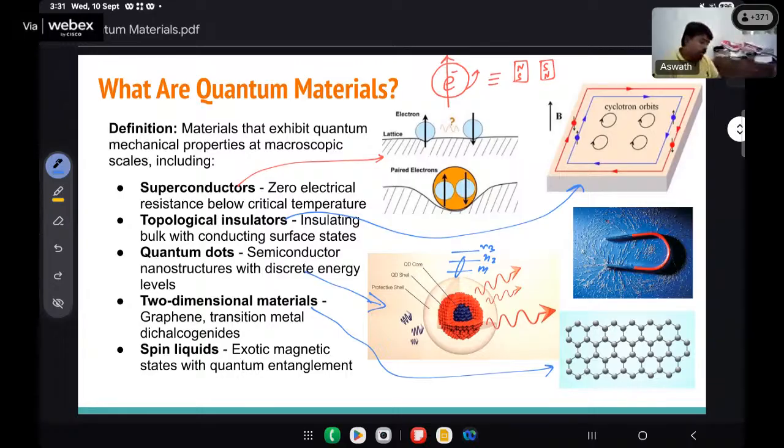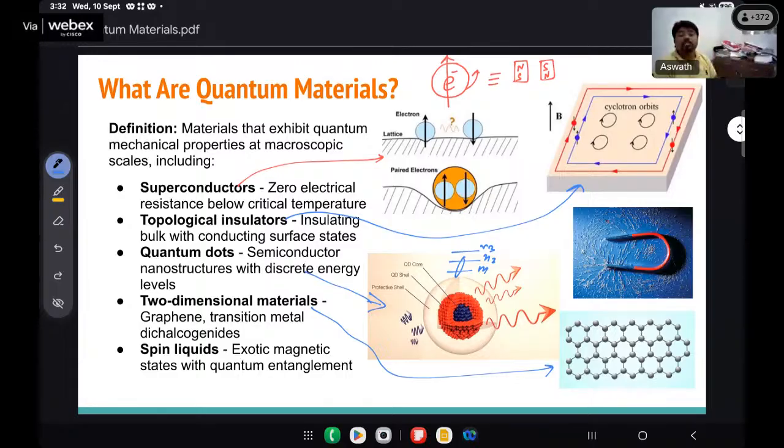The next one is something called spin liquids. Basically, it's a collection of many spins. They can show the dynamical properties of a liquid, something like flowing.